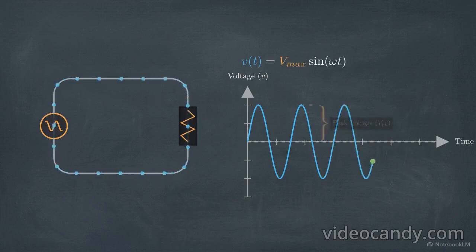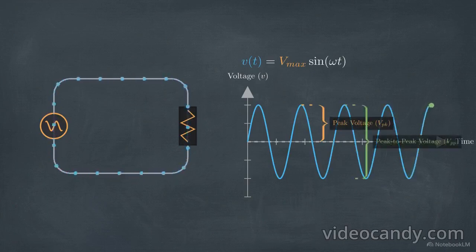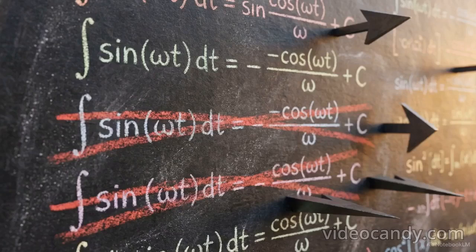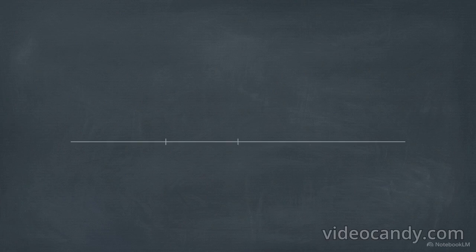Measuring the raw amplitude of this wave gives us two immediate metrics. The distance from the baseline to the crest is the peak voltage, and the total vertical drop from the crest down to the trough is the peak-to-peak voltage. But determining how much actual energy this wave delivers presents an immediate mathematical problem.